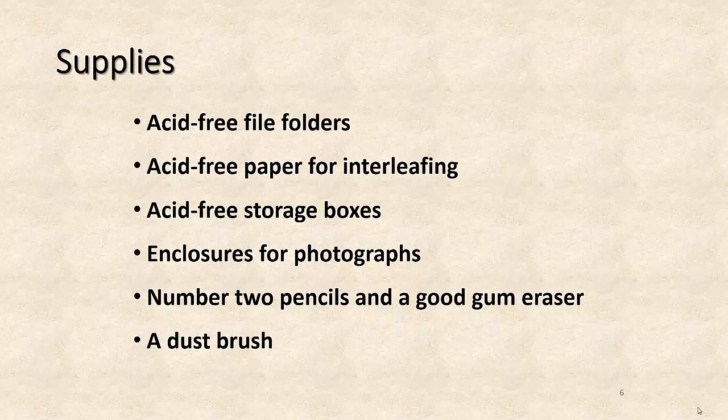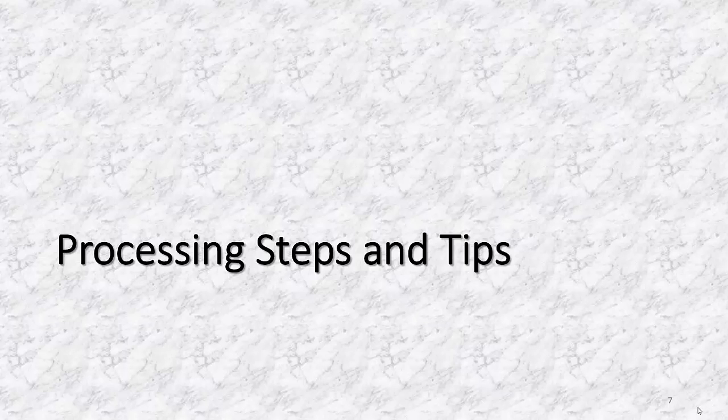So remember, for physical processing, you have to use certain kinds of supplies. Acid-free folders, acid-free interleaving papers, and storage boxes. You should have proper enclosures for photographs. You should use number 2 pencils with separate gum erasers, and you'll need a dust brush. Now let's look at some steps and some tips in processing a collection.